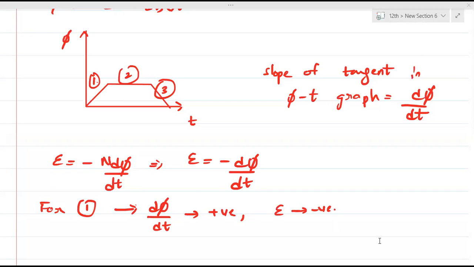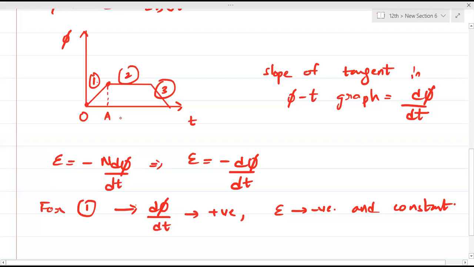And constant है क्या? Is the slope constant for the first part? Yes, slope constant है क्या? And constant. ठीक है. देखो पूरा यहाँ ओरिजिन से लेकर सपोज until A, स्लोप तो कांस्टेंट है ना, एक ही टेंजेंट है ना, पूरा स्ट्रेट लाइन है ना. स्ट्रेट लाइन मतलब क्या होगा? स्लोप at each and every point will be constant. Right, so for one, slope is constant. ठीक है. तो स्लोप कांस्टेंट मतलब d phi by dt कांस्टेंट, तो EMF भी कांस्टेंट ही होगा, नेगेटिव एंड कांस्टेंट.